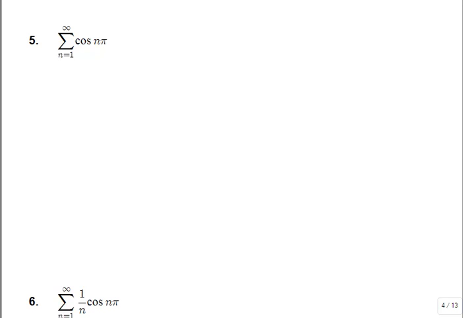Now let's take a look at this one. This one doesn't look obviously like an alternating series because you don't see that -1 to the n or -1 to the n plus 1. But if we expand it out a little bit, let's see what some of the terms look like. So if n is 1, then this would just be cosine of pi, which is -1. If n is 2, cosine of 2 pi is +1. If n is 3, cosine of 3 pi is back to -1. If n is 4, we have cosine of 4 pi, which is back to +1. So this is technically an alternating series, and this is what it would look like.